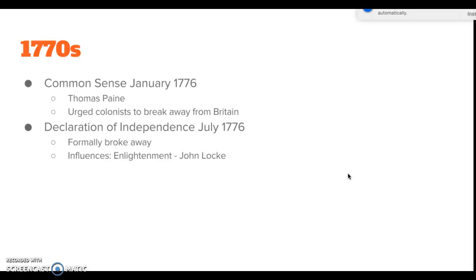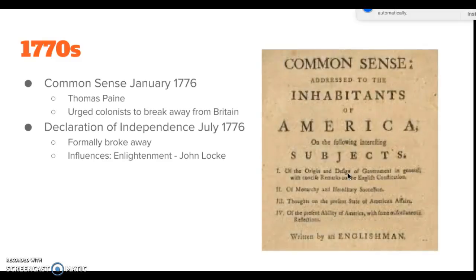Okay, so now the road to independence. Thomas Paine writes his very famous pamphlet, Common Sense, and the importance of this is it urged colonists to break away from Great Britain. Like I said, many people weren't sure exactly what to do because they were going against such a strong adversary. But this was a pamphlet that would circulate throughout the colonies and influence Americans to think, hey, you know what, maybe this is the right thing to do.